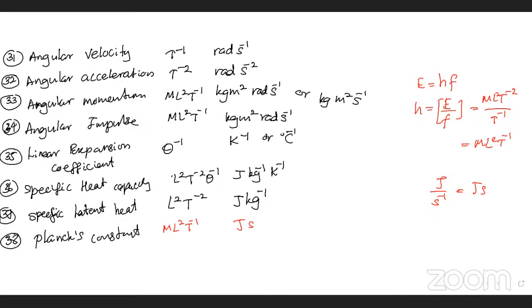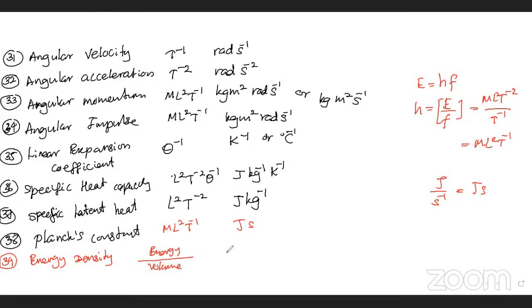You can write another two. Add the another two, that is 39. Write the energy density. Its formula is energy divided by volume.